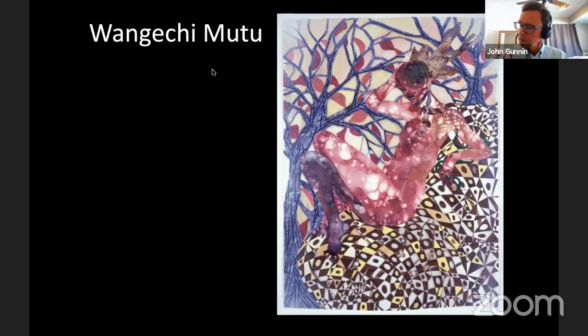Our next artist is Wangechi Mutu. And once again, staying with the theme of the reclining female nude. I'm going to give you a minute to take this in and notice some of the details.